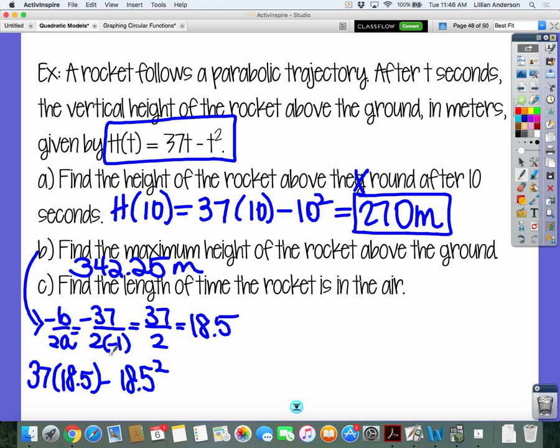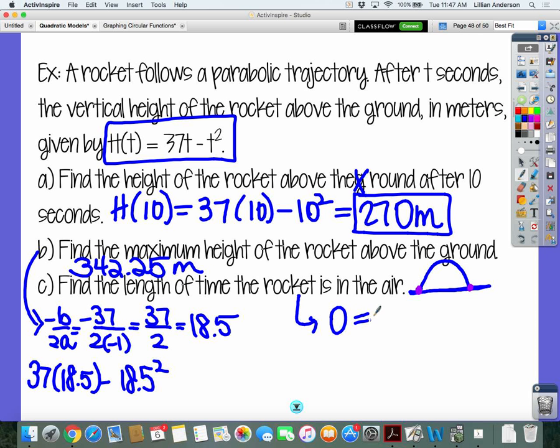Now it asks you for the length of time the ball is in the air. If you think about it real quick, the rocket starts off, it shoots up, and at some point in time it's going to have to come back down and hit the ground. So it's asking for the length of time. You need to figure out what time it started at, and when it ended, and then subtract those two. So basically you're finding the x-intercepts, okay?